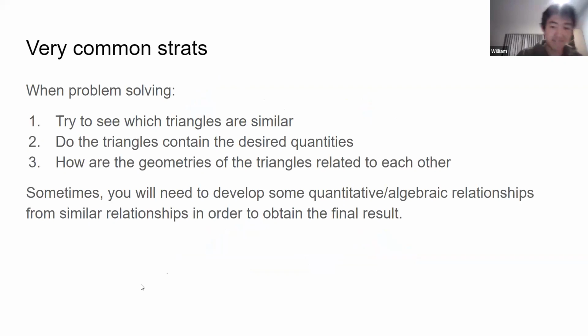Okay, guys, here's some very common strats. Strats means strategy. So when you're problem solving, the number one strat is to see which triangles are similar first. Upon first inspection, just try to see which triangles are similar. And then number two, do the triangles actually contain the desired quantities? Let's say you're looking for a specific length that's stated by the question, and try to look for triangles that contain that length, so you can find relationships.